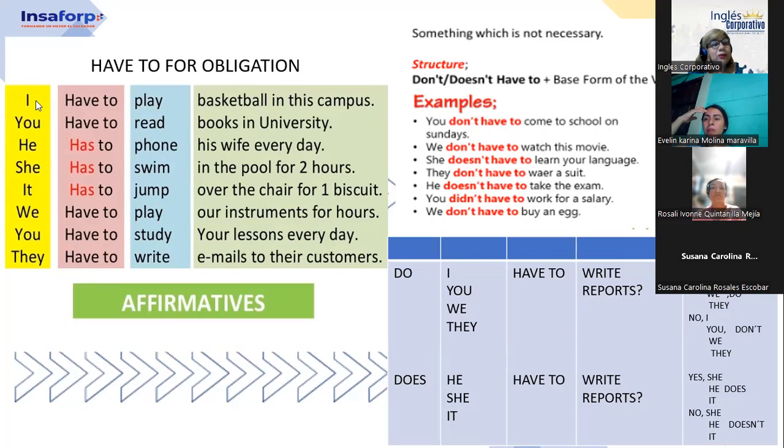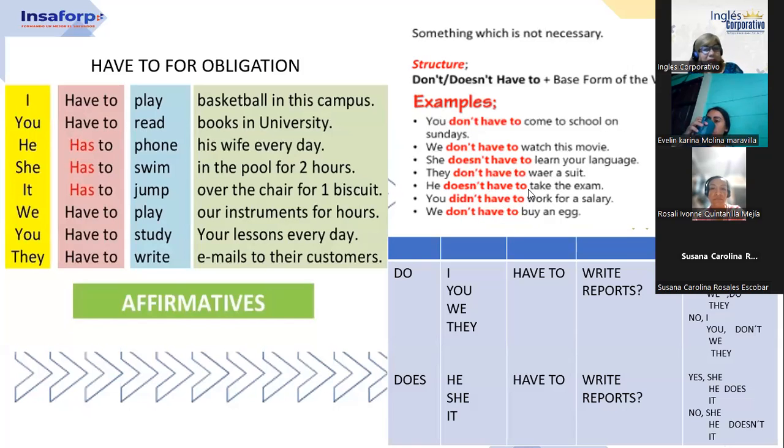Here in the first example of the affirmative, you say, I have to play basketball in the campus. Yo tengo que jugar basketball in this campus, en el campo, sorry. But here, you don't have to come to school on Sundays. Tú no tienes que. Or in other words, no es necesario que vengas a la escuela los domingos. So that is the difference between affirmative and negative. You say you don't have to, we don't have to, she doesn't have to, they don't have to, he doesn't have to.